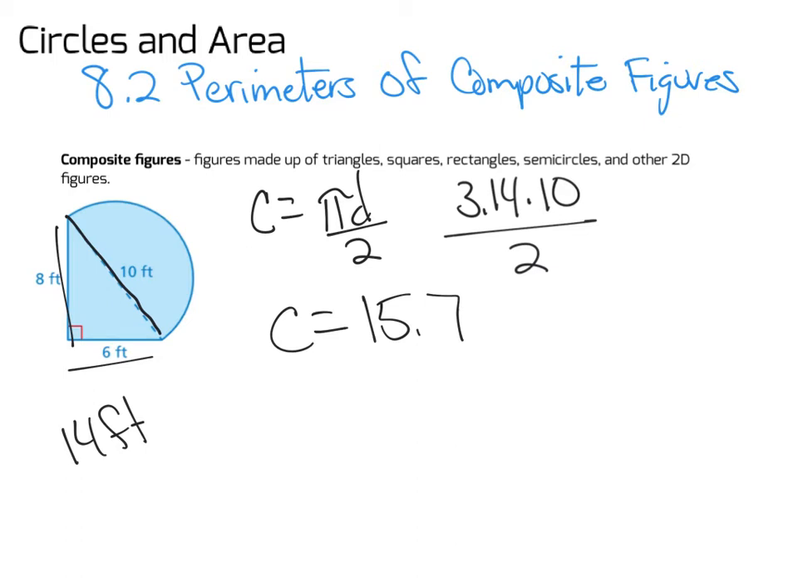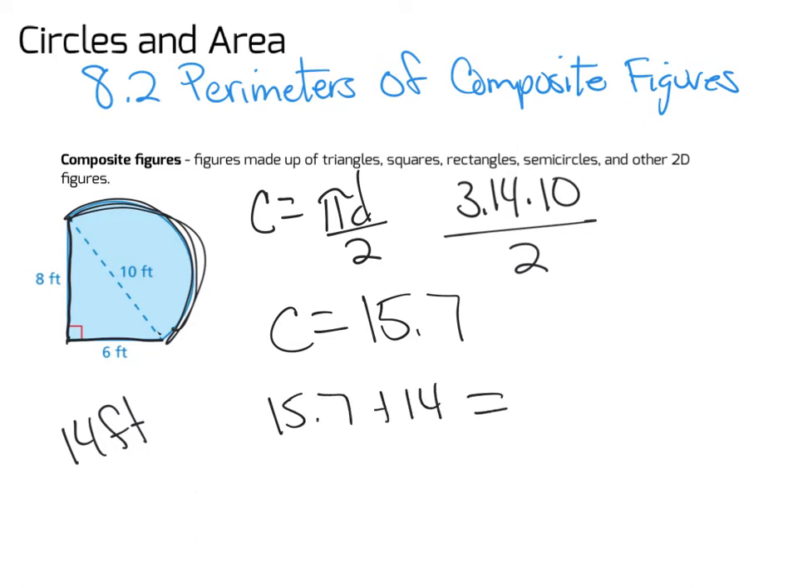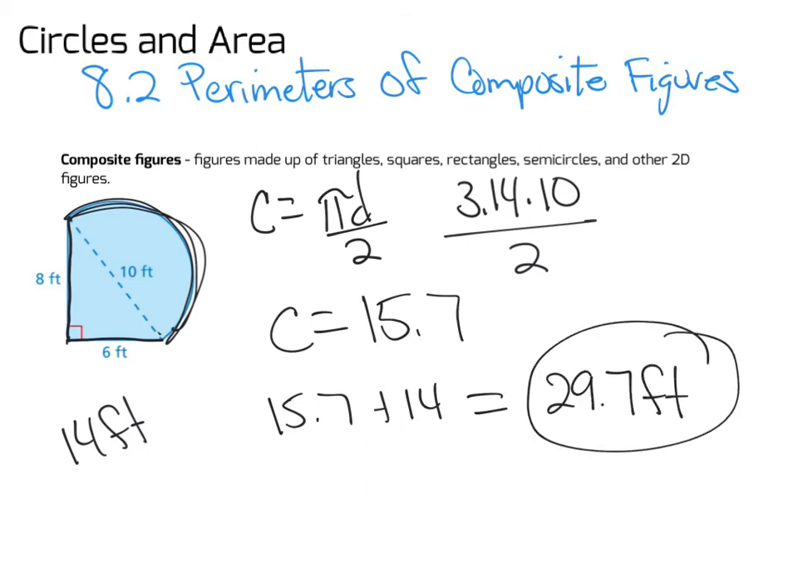Now, I know when we did semicircles in 8.1, we added in the diameter, but we don't need to do that this time, because let me erase these lines. Really what I'm just looking for is this arc right here, and this arc right here is 15.7. And I already determined that this and this is 14 feet. So together, I'm going to take 15.7 plus 14 to get a total of 29.7 feet. That is my perimeter.